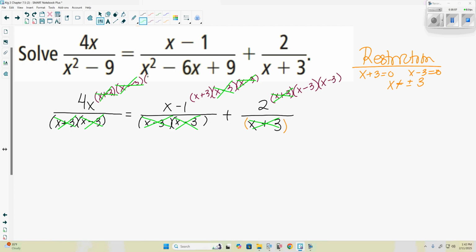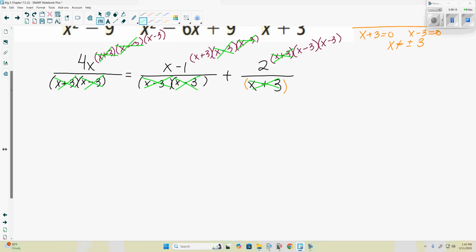So that means we're having to multiply all of them by x minus 3 twice, because that x minus 3 did show up in one of the denominators twice. If it shows up twice, we need it twice. So let's see what that leaves us with. We have 4x times x minus 3 is equal to x minus 1 times x plus 3 times 2 times x minus 3 times x minus 3.